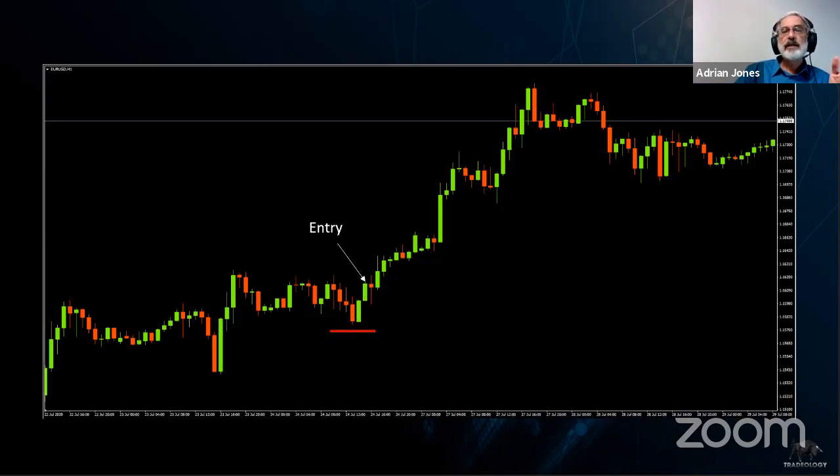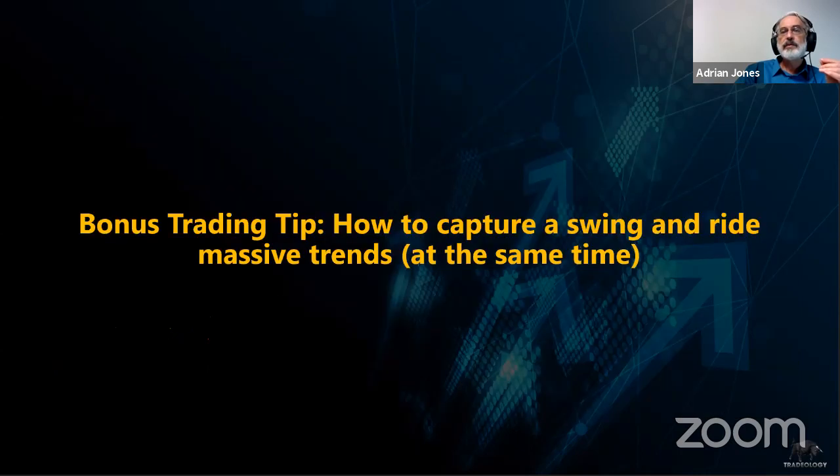So let's just have a look here. So here we have an entry at that point there. And now, as the price moves up, we're just moving our stop loss very tightly until eventually we're taken out with the low of each previous candle.